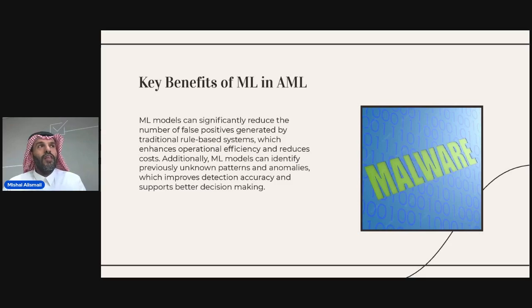We are talking, for example, about Albilad Capital. When we started using our current system, we used to have almost 30 to 40,000 alerts monthly. Now we have reduced it to 6,000 using machine learning, the patterns, and the classification of customers.